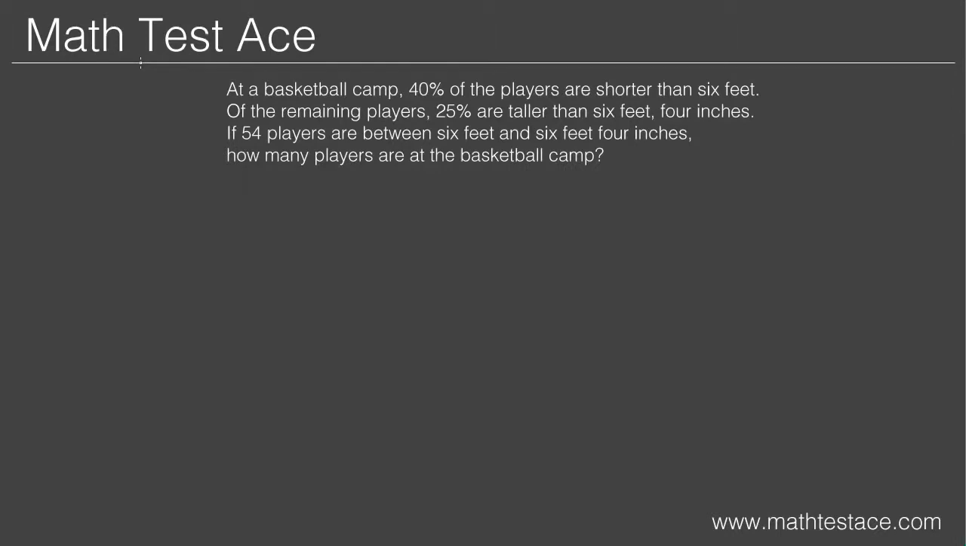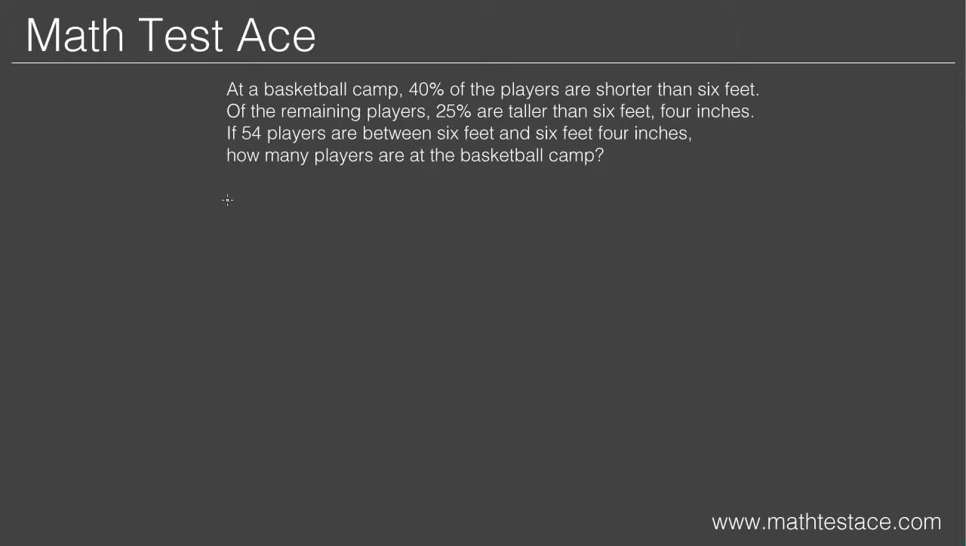Here's the problem. At a basketball camp, 40% of the players are shorter than 6 feet. Of the remaining players, 25% are taller than 6 feet 4 inches. If 54 players are between 6 feet and 6 feet 4 inches, how many players are at the basketball camp? Here, instead of translating directly into an equation, we're going to draw a diagram.